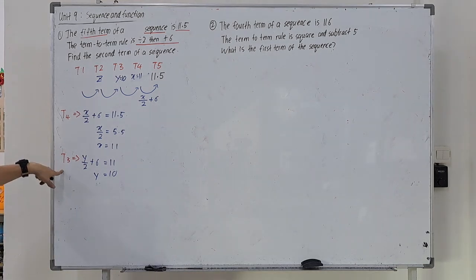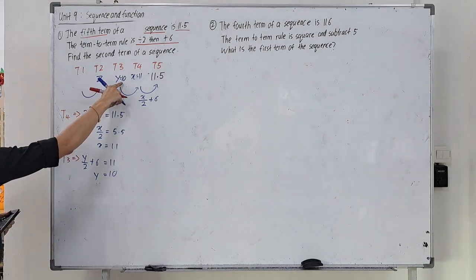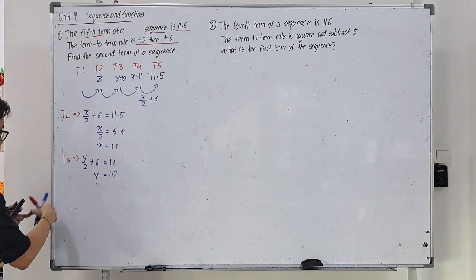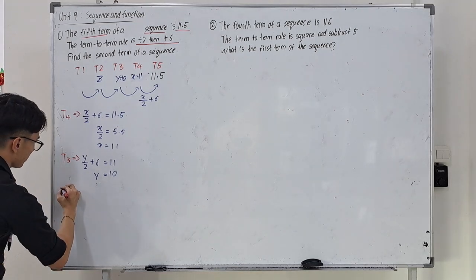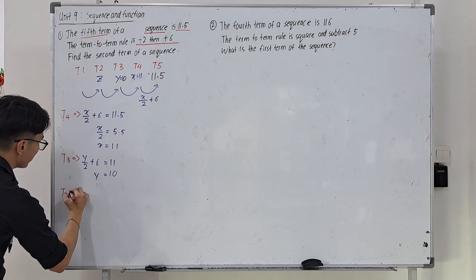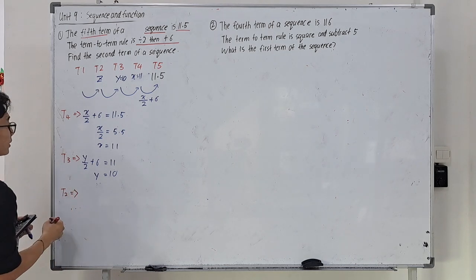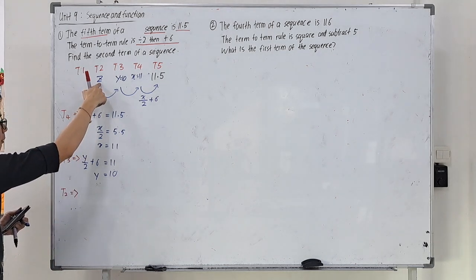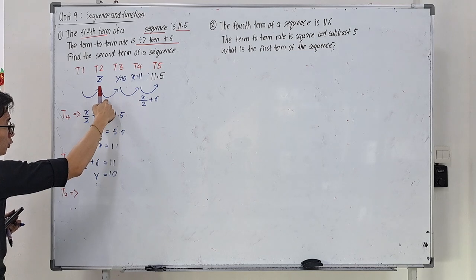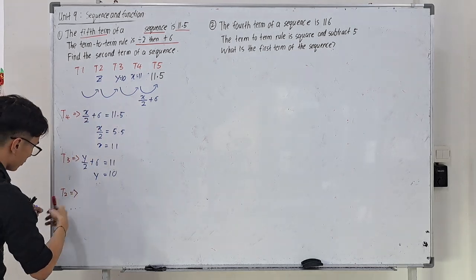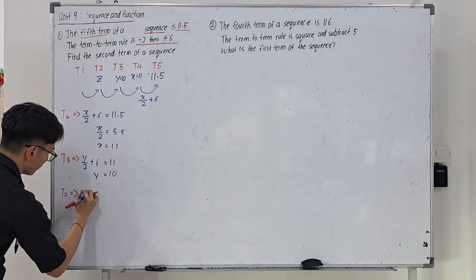Okay, so that's for term 3. Now finally, because I know what this number is, I can find z now. So z is the second term which we are interested in finding. Whatever the number, it has to go through this term to term rule to get to 10. So that's going to be z.